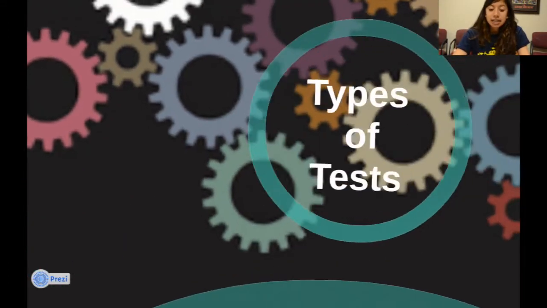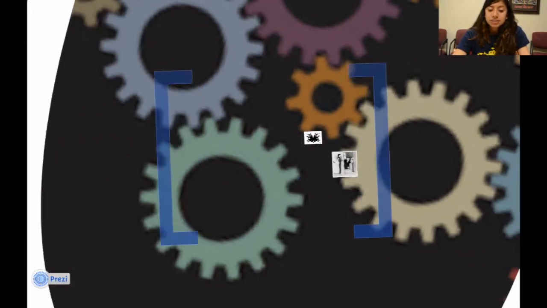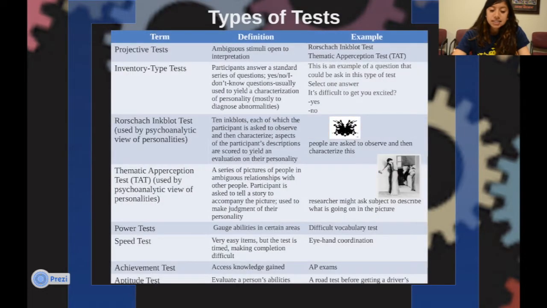So now we're looking at the types of tests that are administered. We have projective tests, and what those are are ambiguous stimuli open to interpretation. And perfect examples are actually 2 of the tests that we're going to look at. It's called the inkblot test and the Thematic Apperception Test, the TAT.